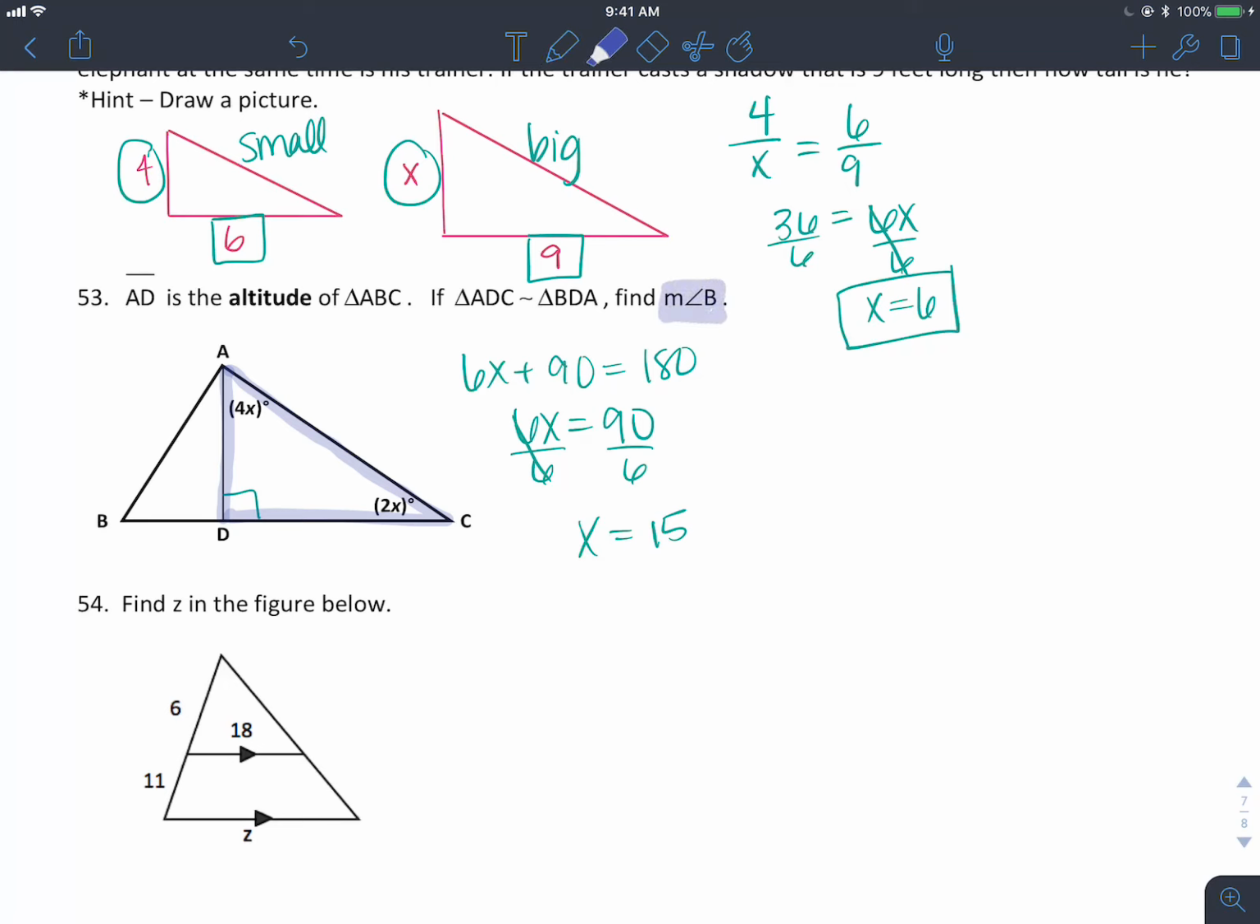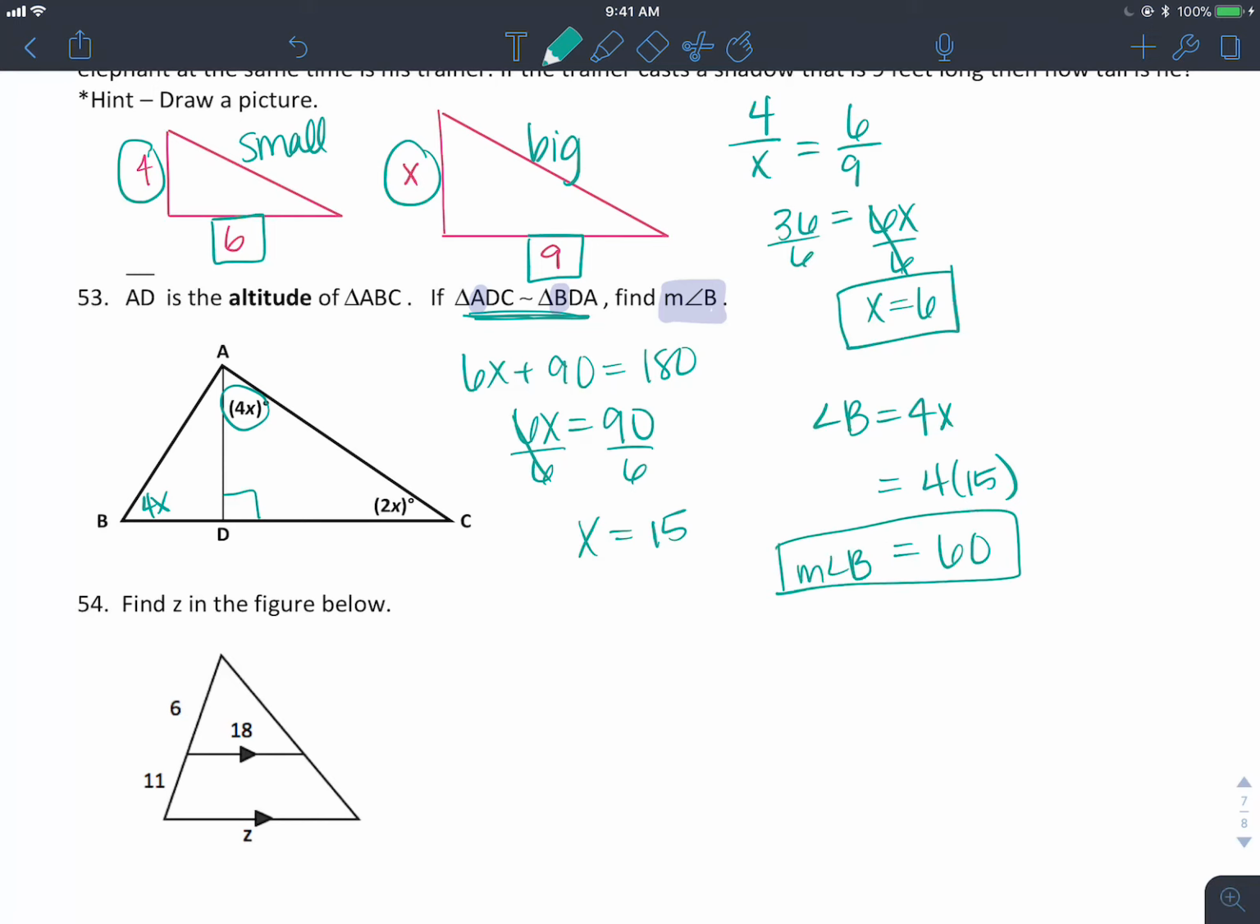Do not get tripped up. B is not equal to C just because they are both right here. They are not equal to each other at all, actually. We are going to use our similarity statement up top. Angle B is the first letter in our similarity statement, meaning that B has to be congruent to angle A in that top one. So angle A is 4x, so angle B has to be 4x. Angle B is 4x, which means it is 4 times 15, for a grand total. The measure of angle B is 60 degrees.